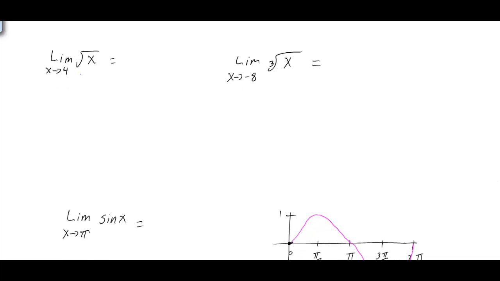Now, here we have the limit of the square root. If we have the square root, again, it's not a polynomial function, but as long as we can plug this in and it's not undefined, we can still use direct substitution. So will it work here? Well, we could certainly take the square root of 4, and the square root of 4 does equal 2.